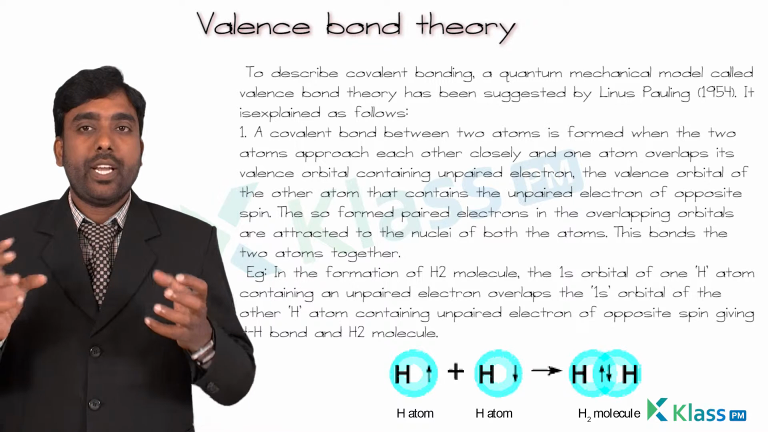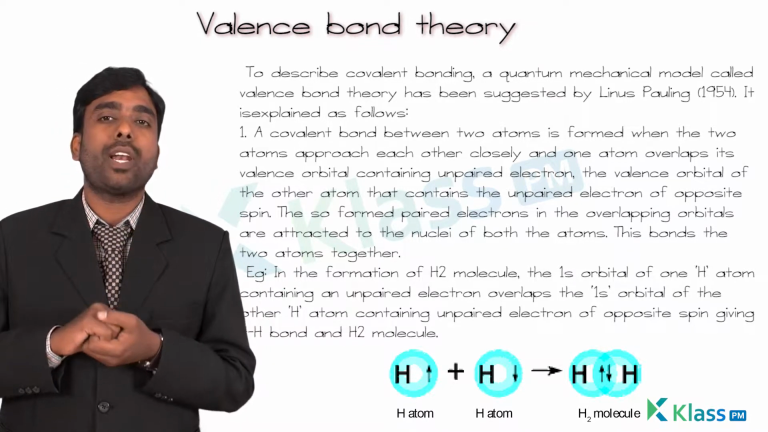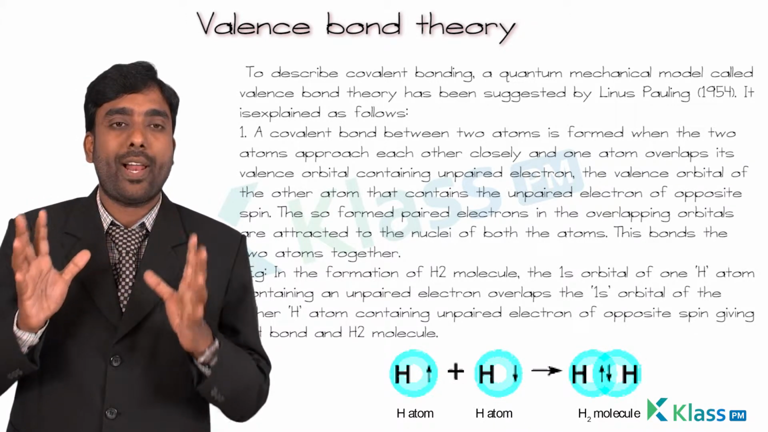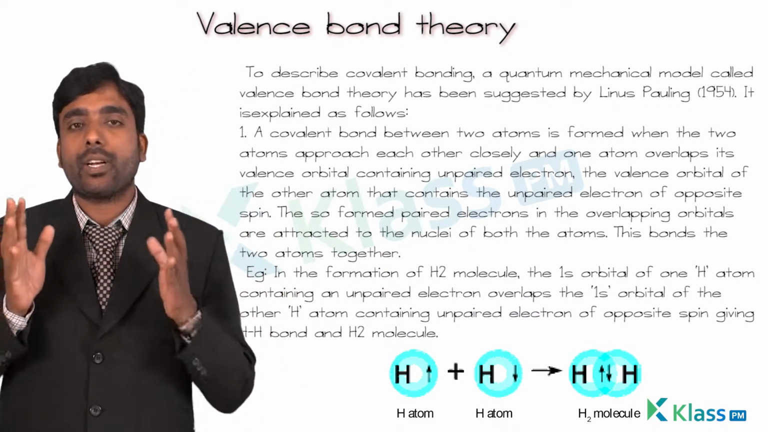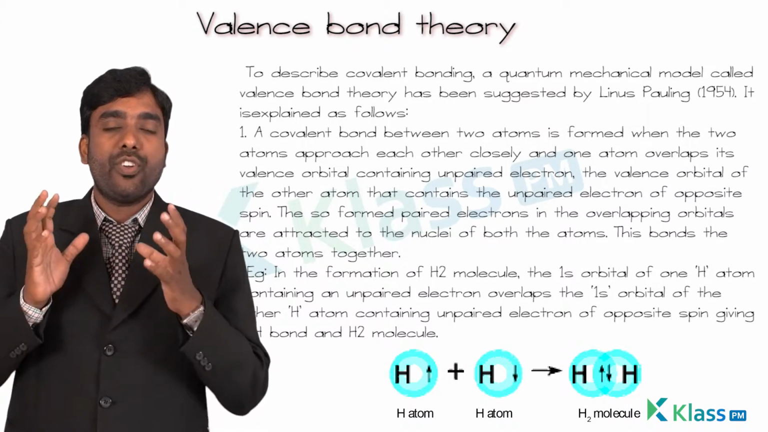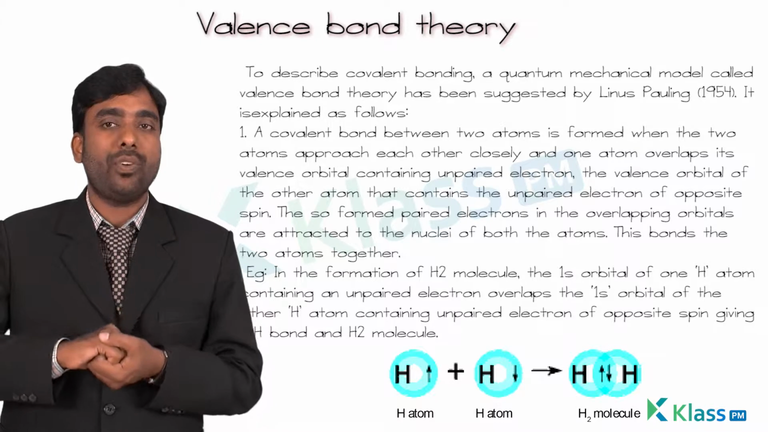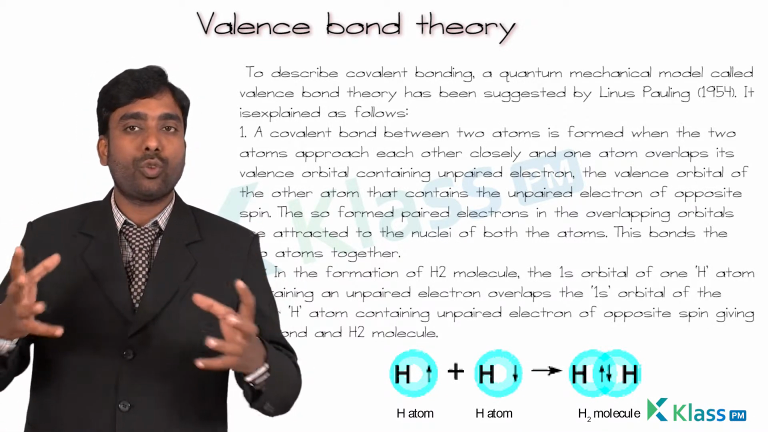And when they approach each other, what happens? These two orbitals overlap with each other. We are talking only about the valency orbital. Inner orbitals do not have any role in chemical bond formation. Only the valency orbitals which have unpaired opposite spin electrons will overlap with each other so that the covalent bond is formed between those two atoms.